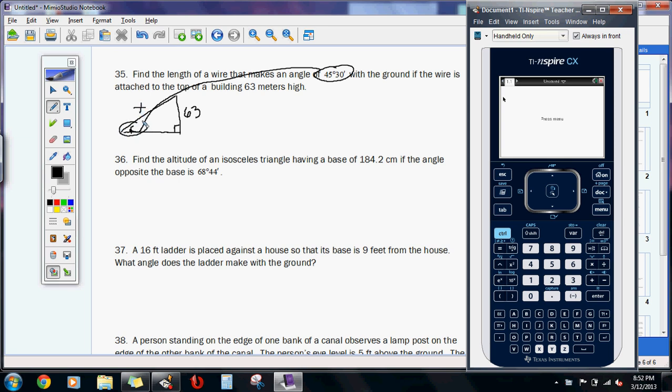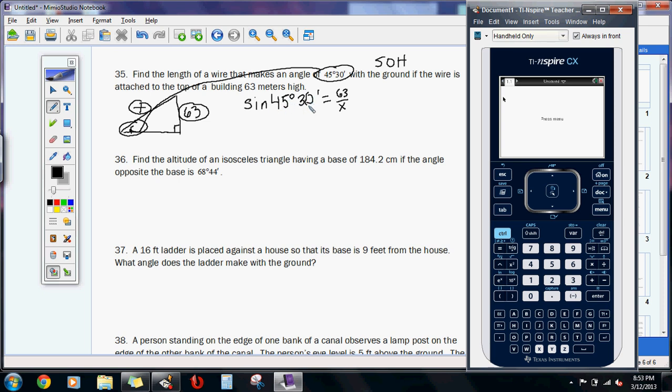So what we have here is the angle, and from the angle we have the opposite side, and then we have the hypotenuse. So that's going to be the sine of 45 degrees, 30 minutes, equals 63 over x. So from SOHCAHTOA, we are using SO right now. Opposite over hypotenuse. So looking here, again, this is the situation where you would multiply both sides by x and then divide by sine 45 degrees, 30 minutes.